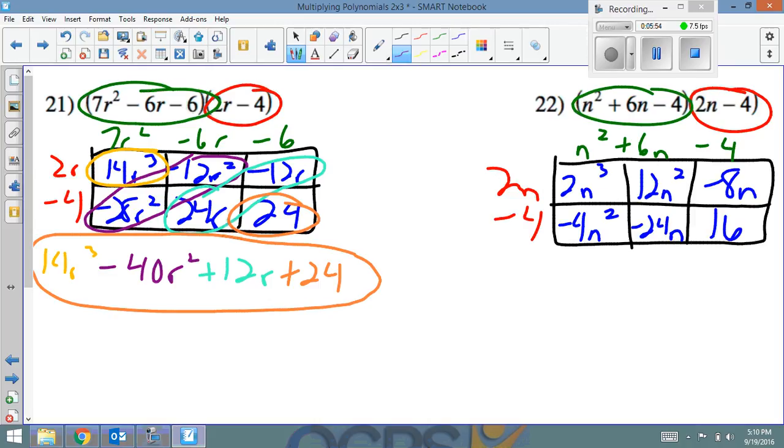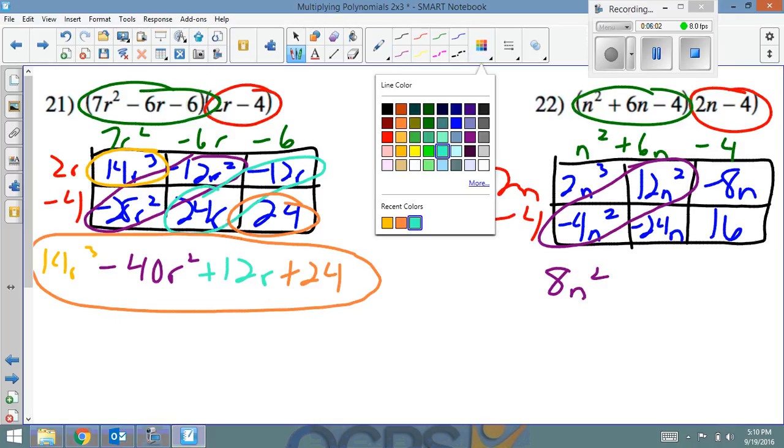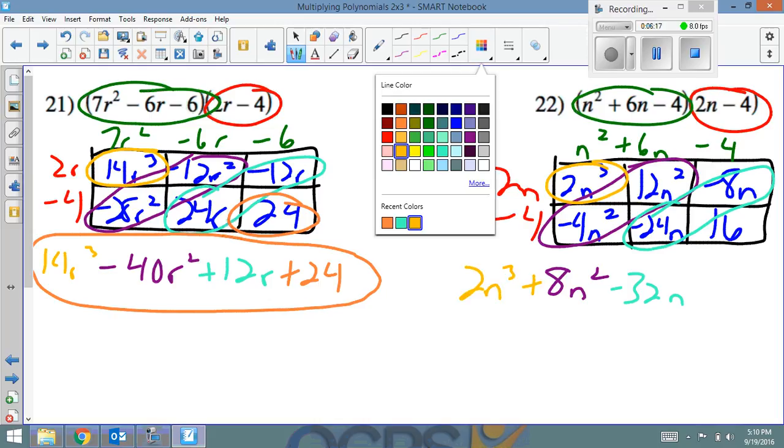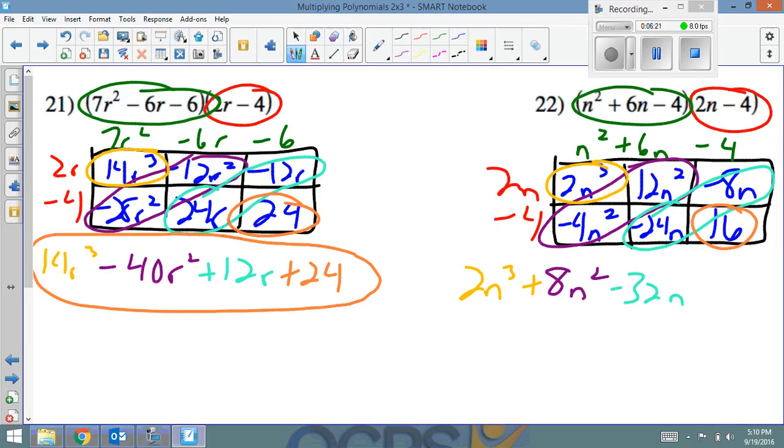Again, we're going to add diagonally. So this is 12n squared plus negative 4n squared. That's 8n squared. Then we have negative 24n minus 8n. That's going to give me negative 32n. The 2n to the third is going to go in the front. Because the 8 is positive, we've got to put a plus. And then our 16 is going to go in the back and put a plus because it's positive.